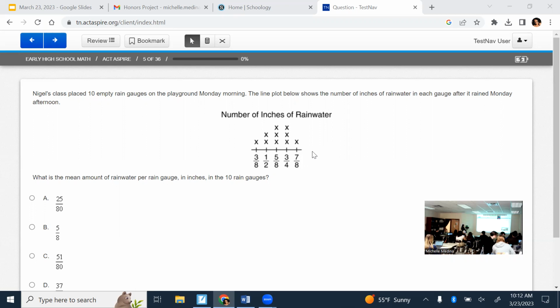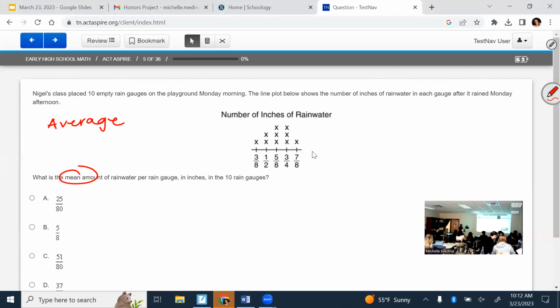So what does it mean when it asks you about the mean? It's asking you to find the average. So you guys remember how to find average? Add them all and then divide them by however many you added.